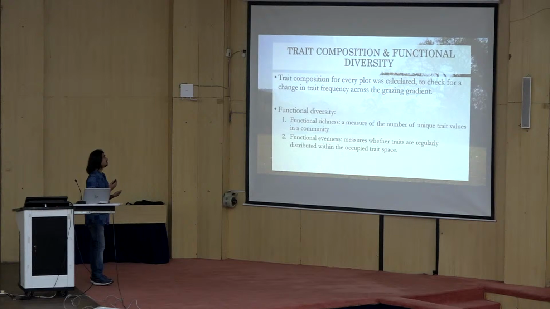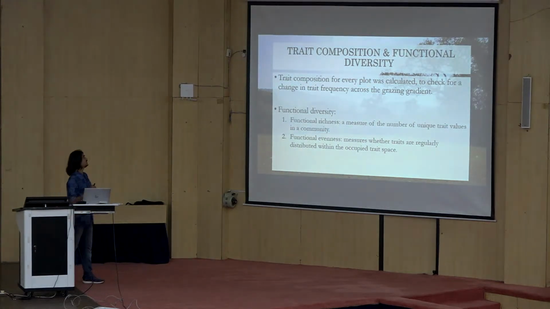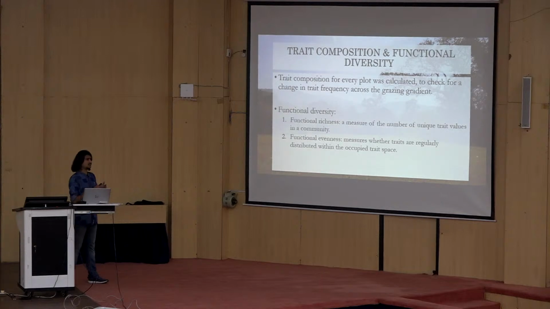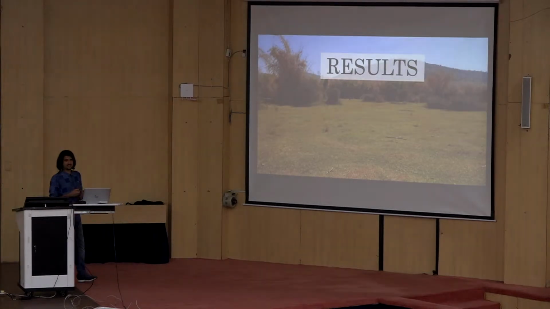Once we finished our NMDS, we then went on to do a trait composition analysis. We calculated the trait composition of every plot across the grazing gradient to see if there was a change in trait frequency across the grazing gradient. We similarly looked at the functional richness and the functional evenness of all plots across the grazing gradient, and we checked whether there was any relationship between functional richness and evenness with grazing biomass. So these are the results of our study.